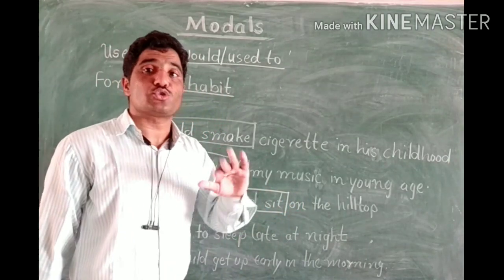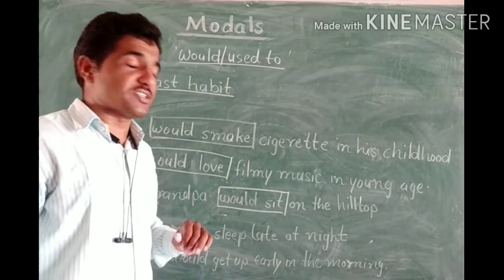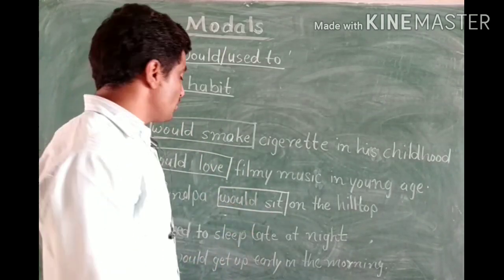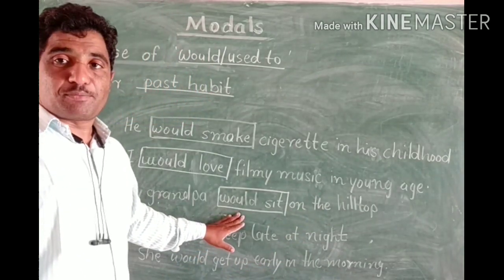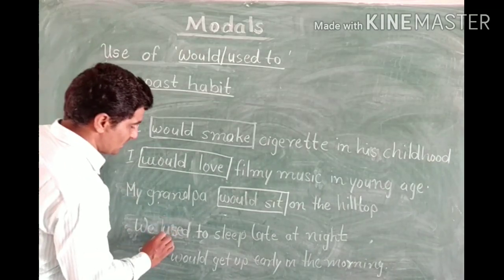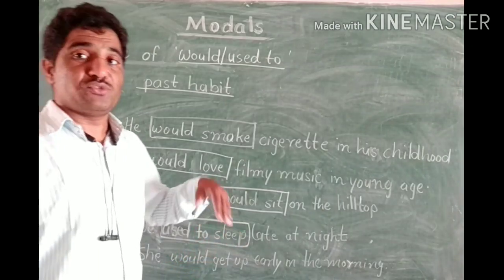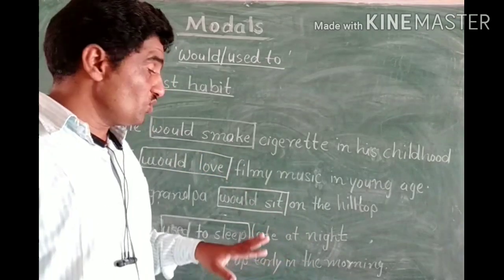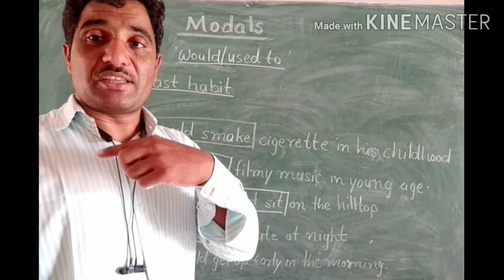My grandpa would sit, means used to sit. It is my grandpa's habit. Past habit. My grandpa would sit on the hilltop. Mere dada ji pahadi par baithte the. This is the past habit. We used to sleep late at night. This is also the past habit. We would sleep late at night. Would sleep means it is the past habit.